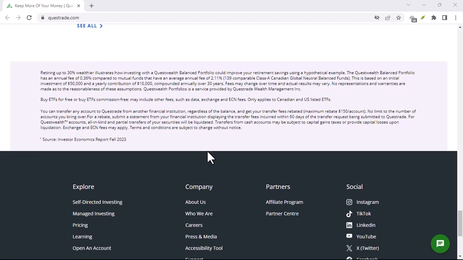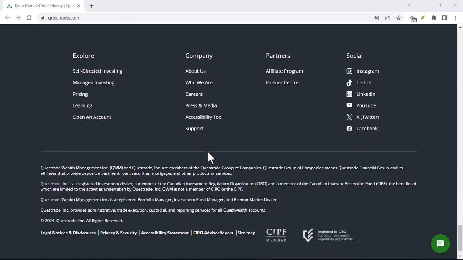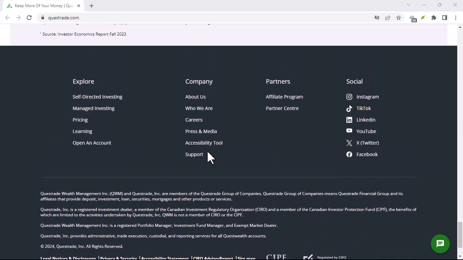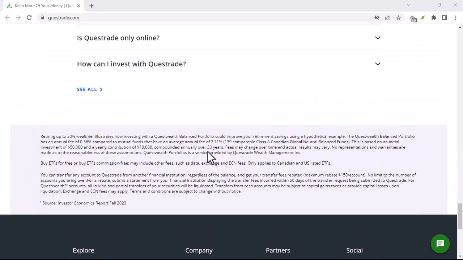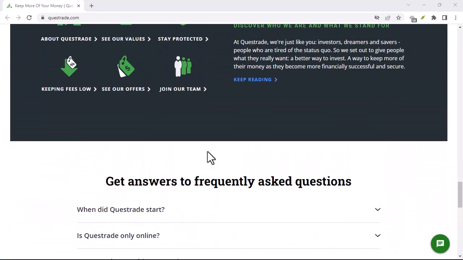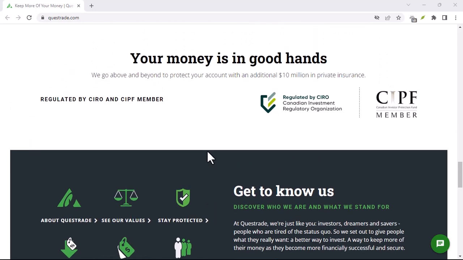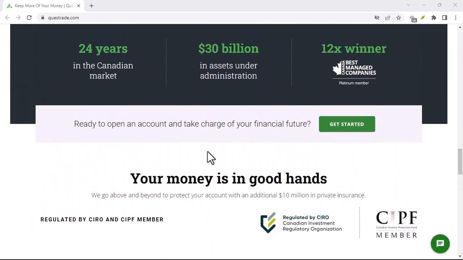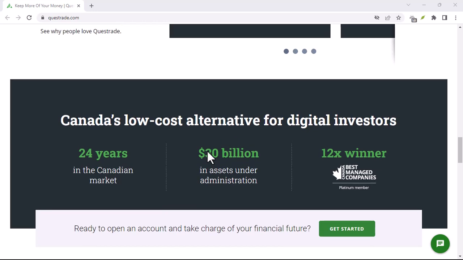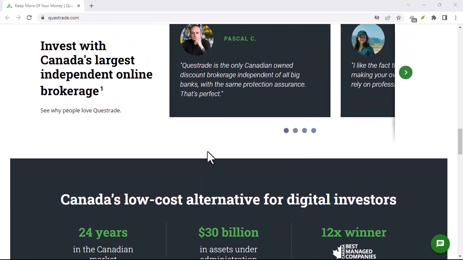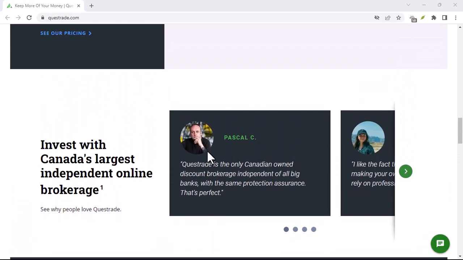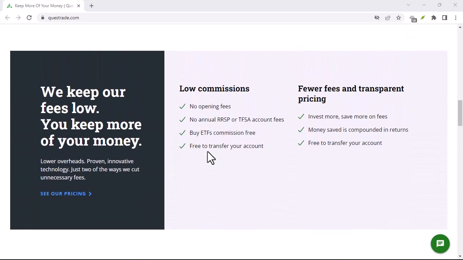Let's break them down. First, let's clarify what we mean by internal transfers. We're talking about moving funds between accounts that are all under your own Questrade profile. This is different from transferring funds to an external account at another financial institution, which may incur fees. Now, the exceptions.